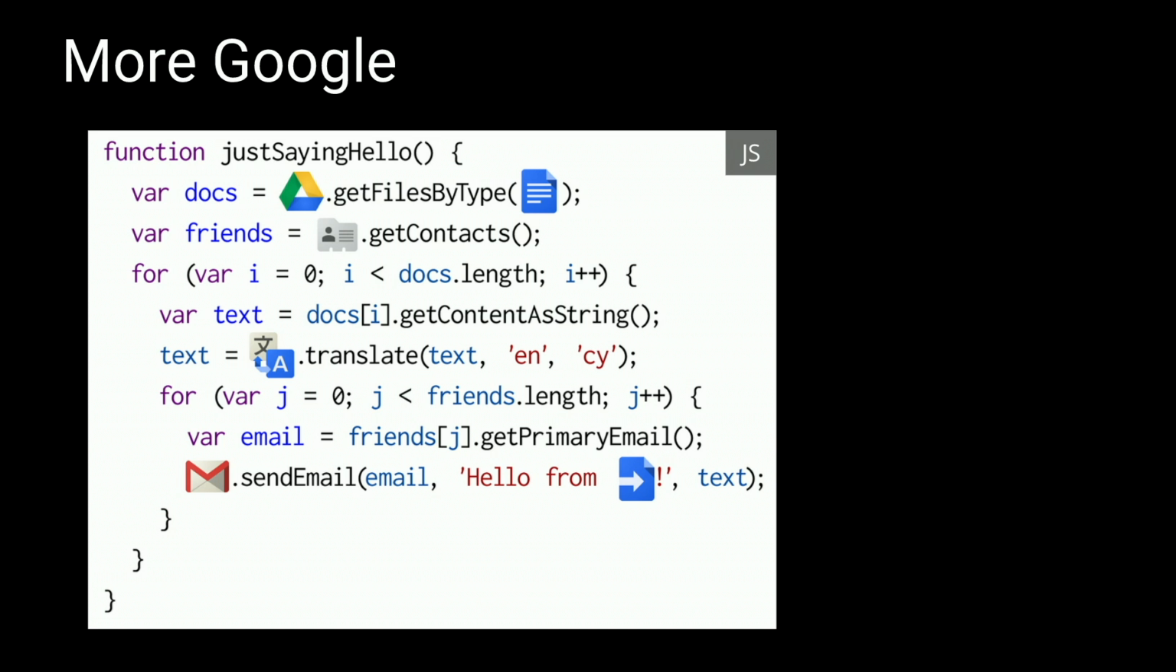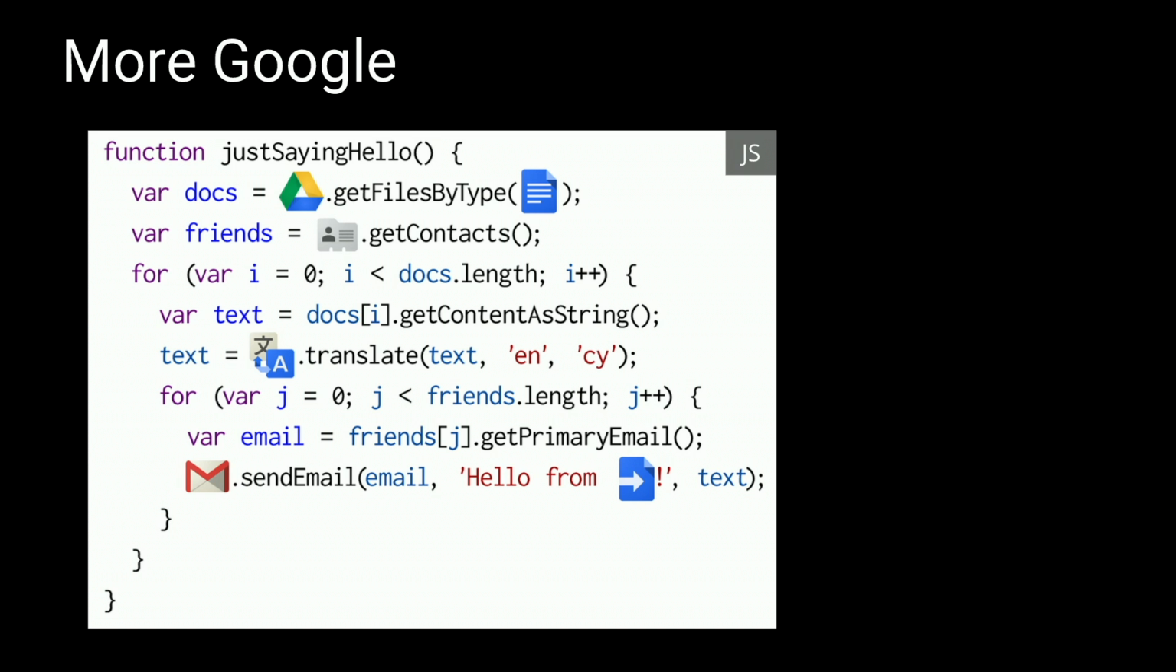And then we have this loop in JavaScript, and we're just iterating over all the documents that you got back, and we're getting the content from the documents as a string, and we are translating that from EN to CY, so from English to Cyrillic. So we translate all our documents, and for every document that we translate, we're going to iterate over all our friends, and we're going to send an email with the document to every single one of our friends.